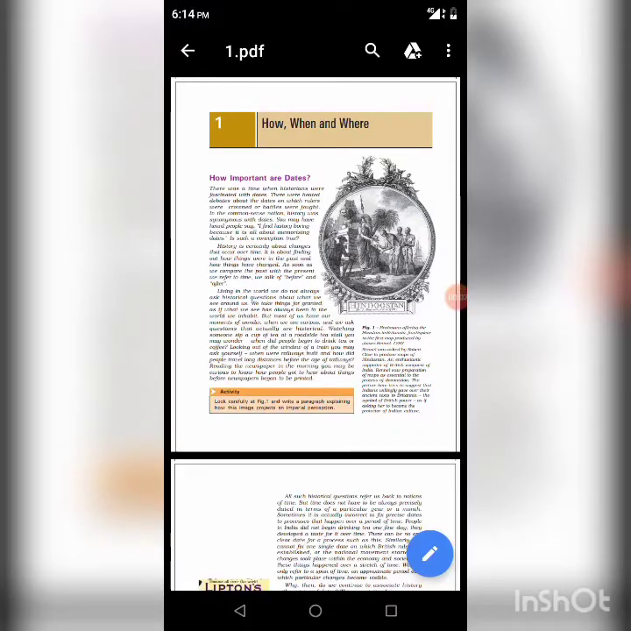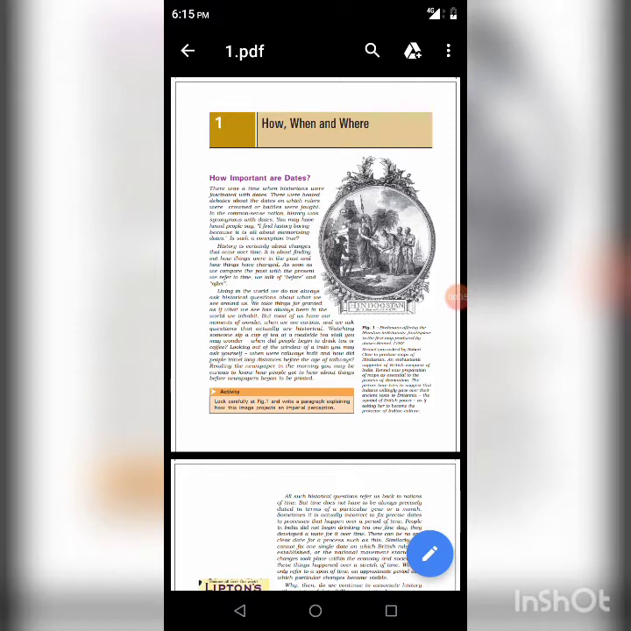Today we will discuss class 8th history's first chapter, How, When and Where. In this chapter we will discuss why we study history and why it is so important to remember the dates and the happenings of the past of the different parts of the world. So let's discuss the chapter.